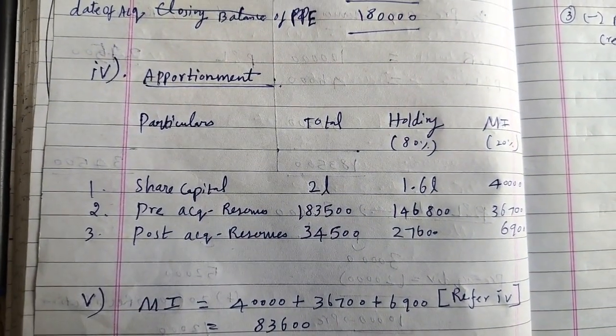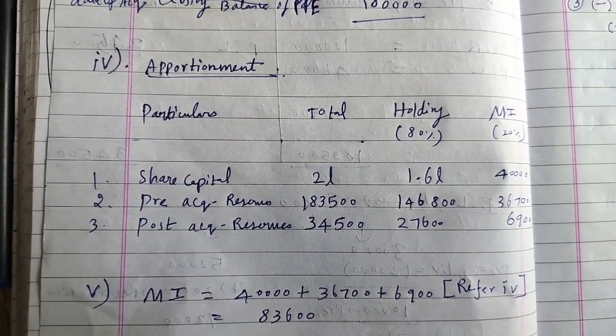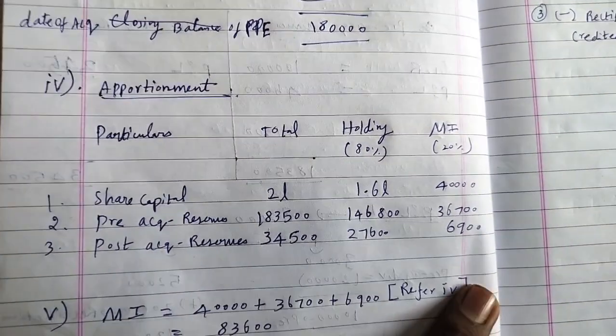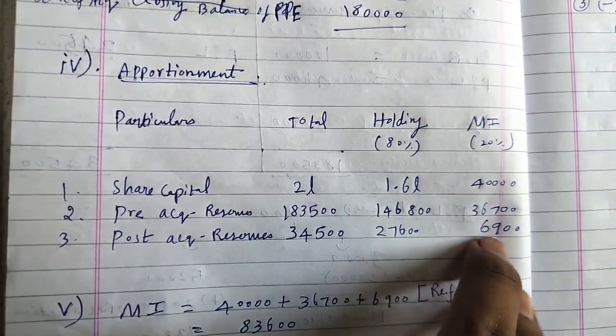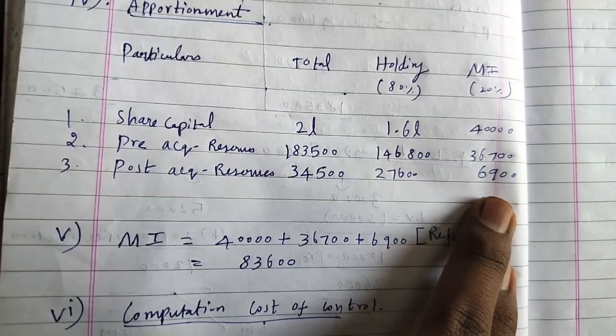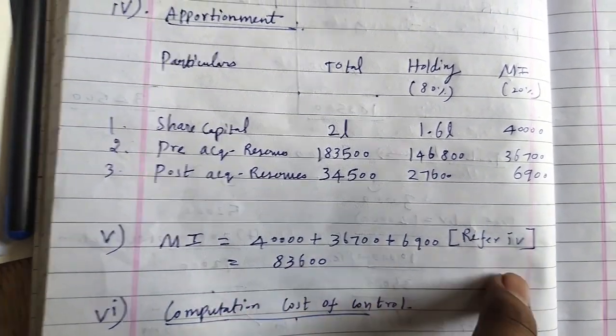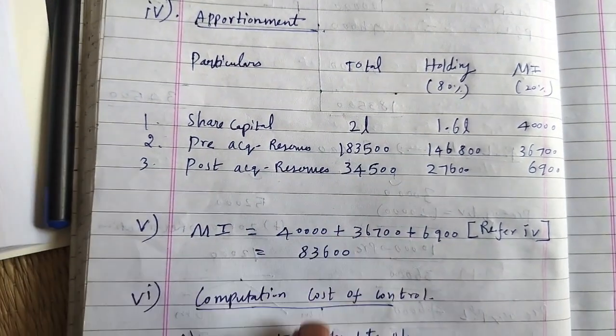We need to segregate into holding and minority interest, pre-acquisition and post-acquisition. Here, for minority interest we need to take a total of 40,000 plus 36,700 plus 6,900. We will get minority interest 83,600. Refer to the fourth point. This is okay.